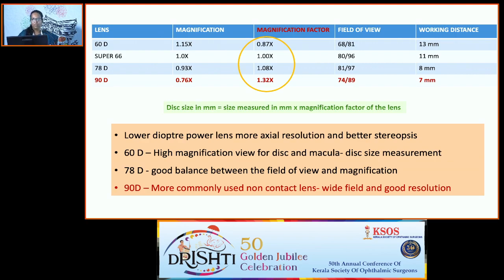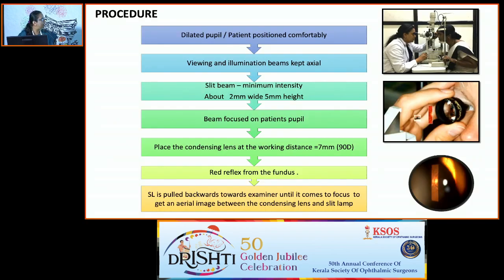70D gives a good balance between the field and the magnification. And 90D is the most commonly used. It gives a wide field and a good resolution.